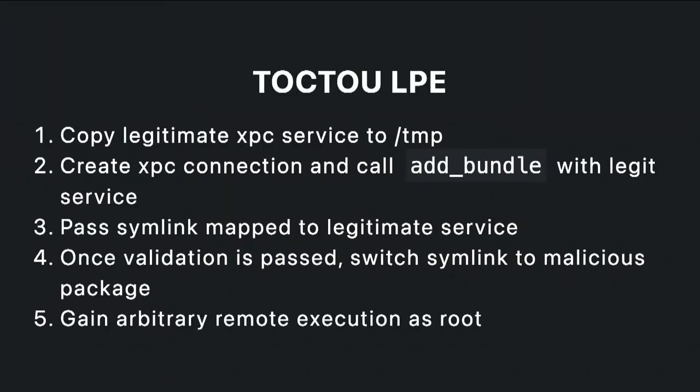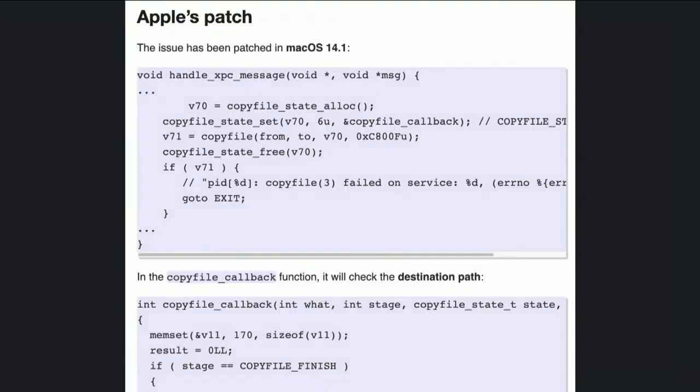High level, what this looks like is, you copy this XPC service to temp, you create an XPC connection with some legit service. Essentially, you're passing a symlink. It passes its checks, and you change the symlink to a malicious package. Read the blog post. It's way better than what I just said there. But Mickey commented on this patch, saying this has been patched in 14.1. In the copy callback function, it will check the destination path.